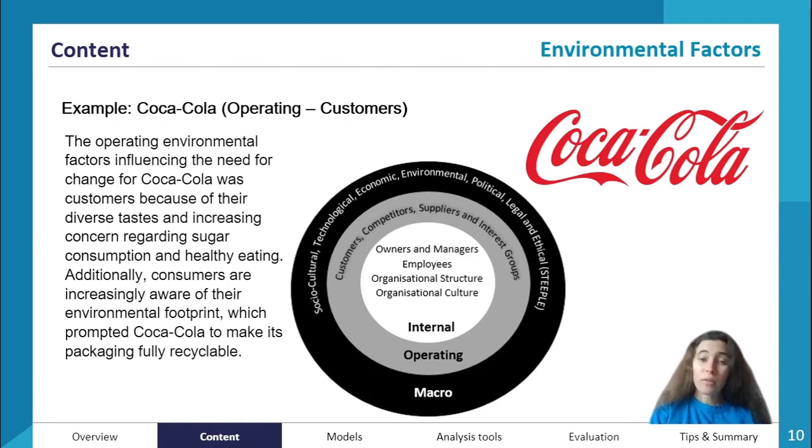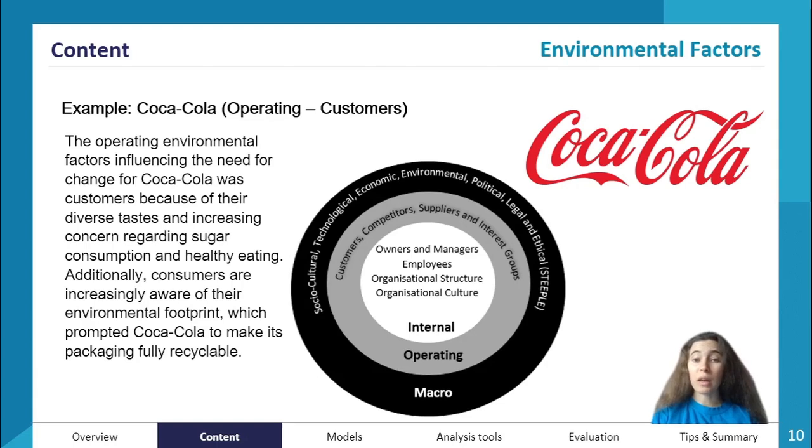Another example is Coca-Cola. So in this case, we're looking at the operating level and its customers. So influencing the need for change was customers because their tastes were changing and they were increasingly interested in healthier eating and being more conscious of sugar intake and things like that. So consumers are also more aware of their environmental footprint, and this is where we can see that it's not just the operating level here; it's also the macro level with that macro environmental factor. And so here, Coca-Cola had to make several changes, and some of those were around the products that it was going to offer in terms of making sure it was catering to those tastes and also the dietary considerations. Things like sugar taxes as well.